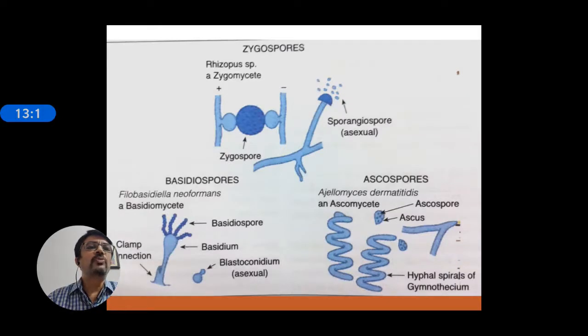These are various spores of fungus. You can see the zygospore, which is the sexual spore of zygomycetes, ascospores, and basidiospores.